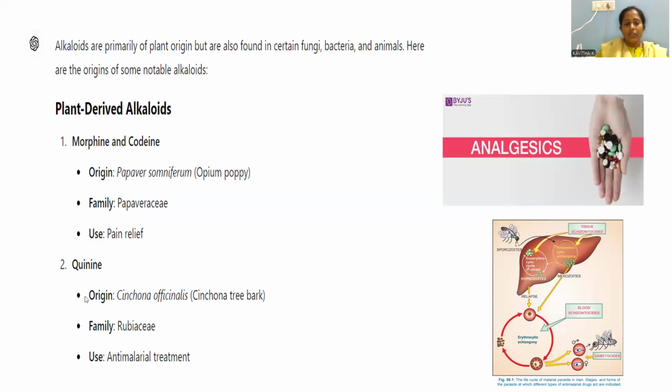Next is quinine. Quinine is extracted from Cinchona officinalis. Quinine is the most common medicine used in the treatment to eradicate malaria. Malaria is a kind of pyretic, a kind of fever, and malaria fever can be mitigated by quinine. From the cinchona tree bark we can extract this quinine alkaloid. It belongs to the Rubiaceae family. So we can use quinine in anti-malarial treatment, and the entire treatment for malaria-related disease is provided in this chart.